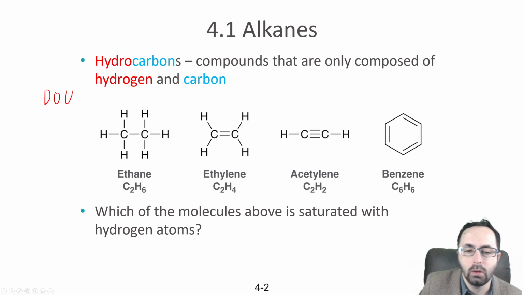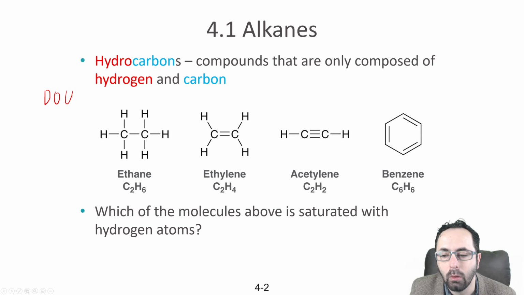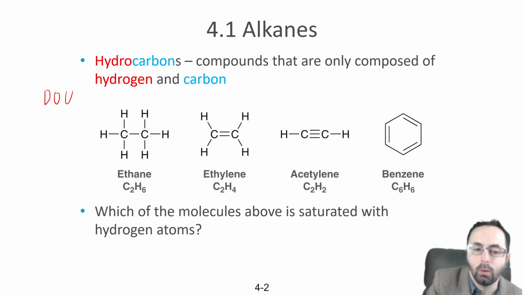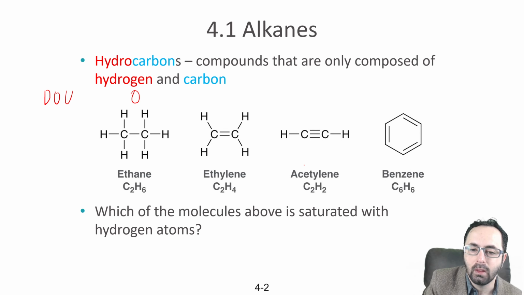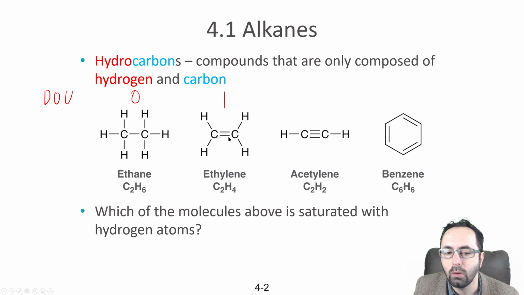One other thing to note is an idea called degree of unsaturation, or DOU. DOU is a way to count, for example, either rings or double bonds. So a saturated hydrocarbon has a degree of unsaturation of 0. It has no double bonds, no triple bonds, no rings. Every carbon is making a bond to the maximum number of hydrogens, so we call it saturated. Ethylene has a degree of unsaturation of 1. This is due to the double bond.